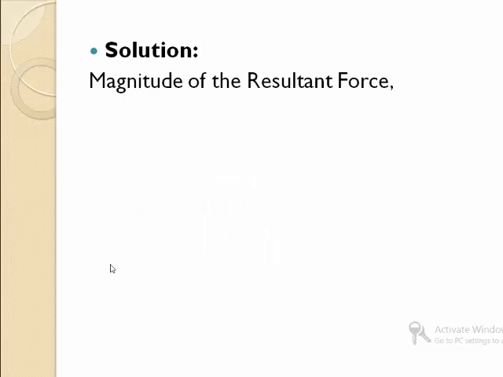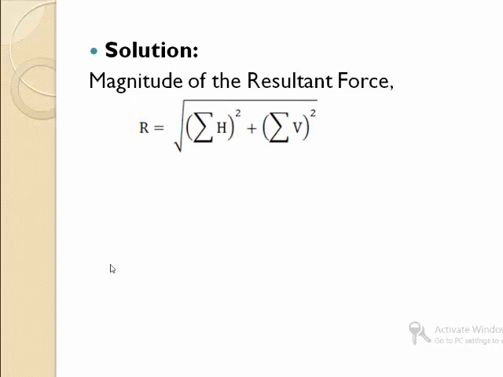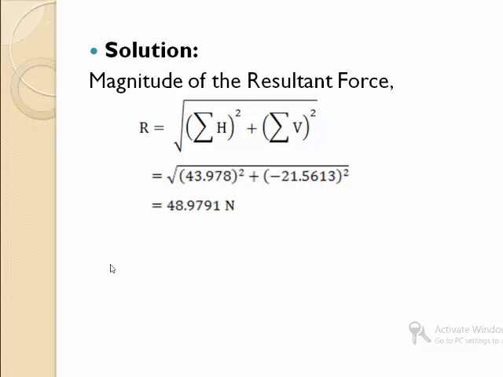Okay. So now we can calculate the magnitude of the resultant force using the formula R is equal to root of summation H whole square plus summation V whole square. Already we have calculated the values of summation H and summation V. By substituting the values in this equation, we get the value of R as 48.9791 Newton. So now we have calculated the magnitude of the resultant force of the given coplanar concurrent force system.